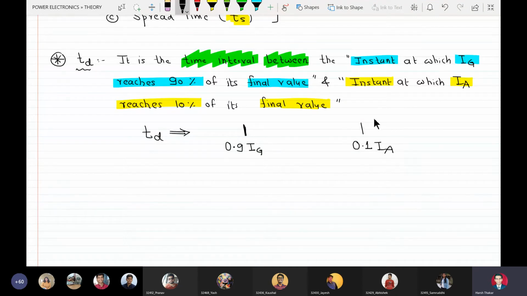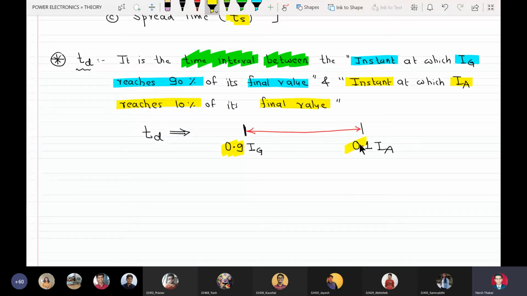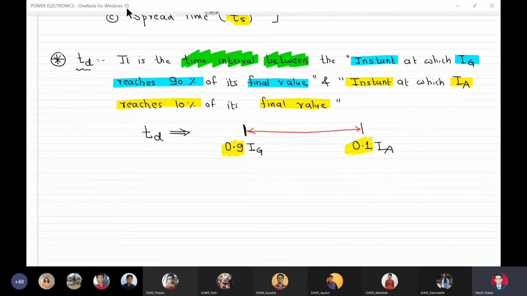So let us assume that the final values of gate current and anode current are Ig and Ia respectively. So we can say it is a time interval between the instant at which the gate current reaches 90% of its final value and the instant at which the anode current reaches 10% of its final value.